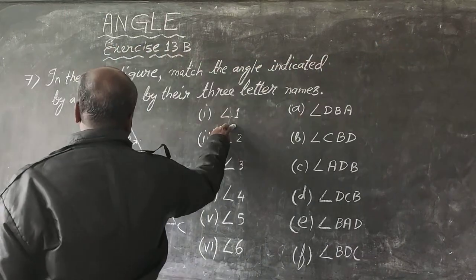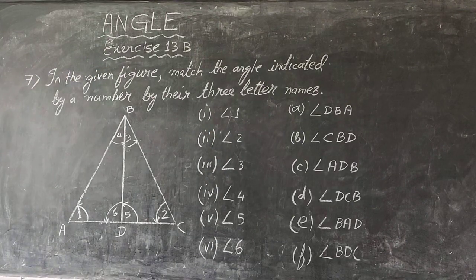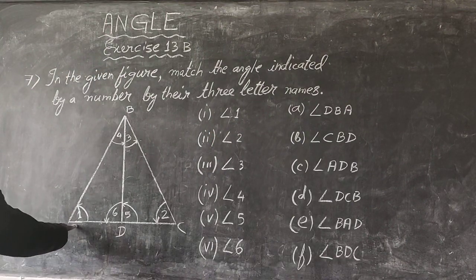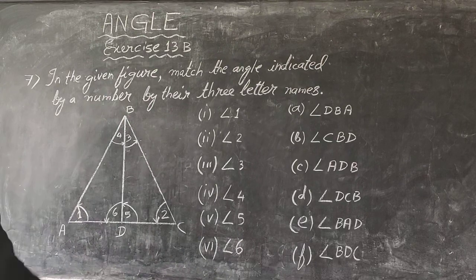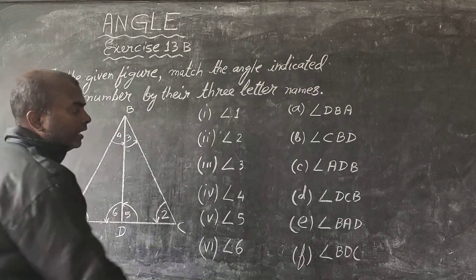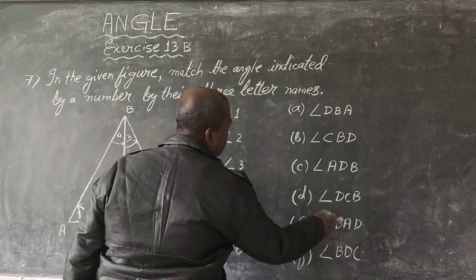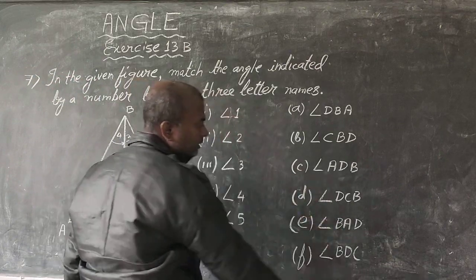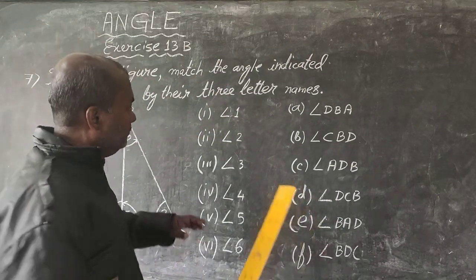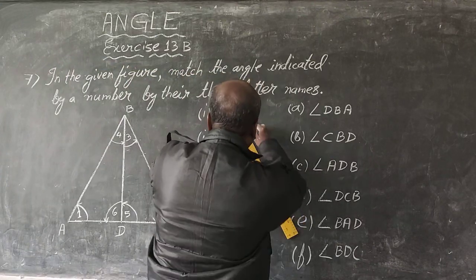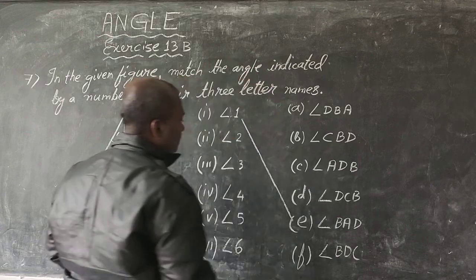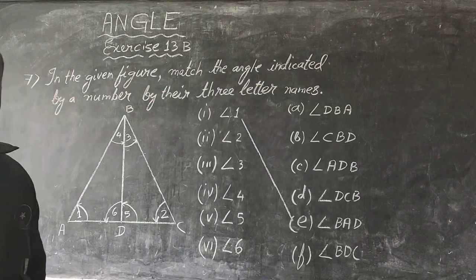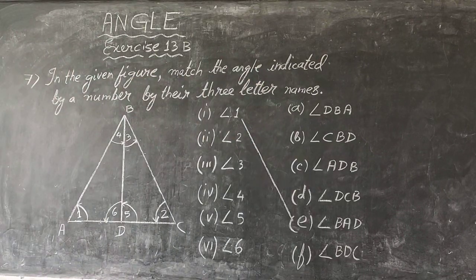Alright, for angle 1, first let us locate where is angle 1. Here it is, angle 1. What name is given? BAD or DAB? So we have DAB here. So angle 1 will match with angle DAB. Angle 1 matches with angle DAB.